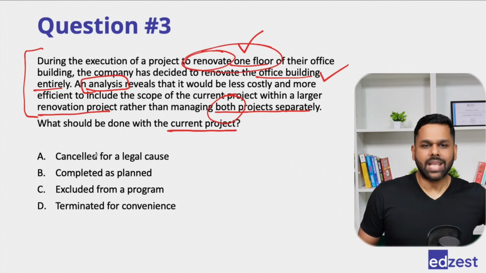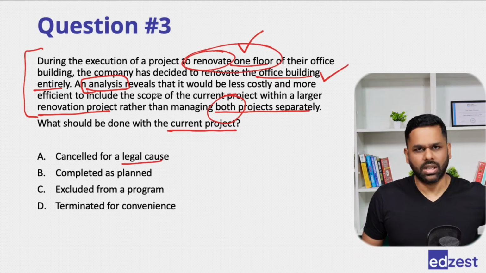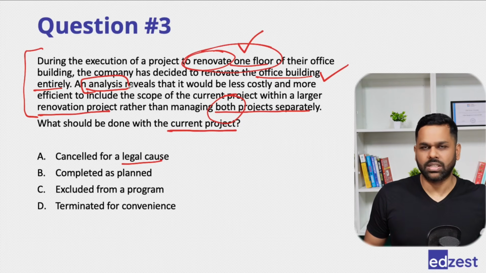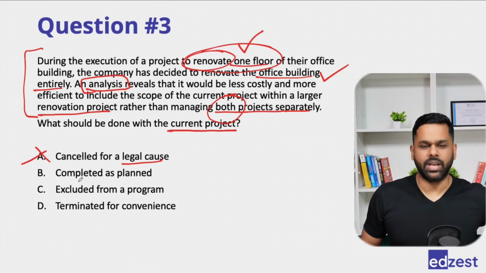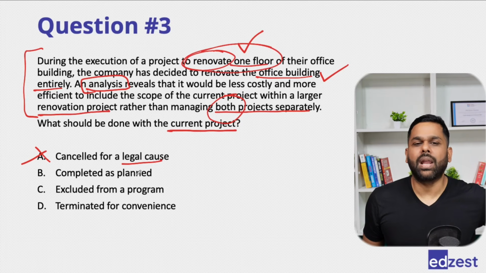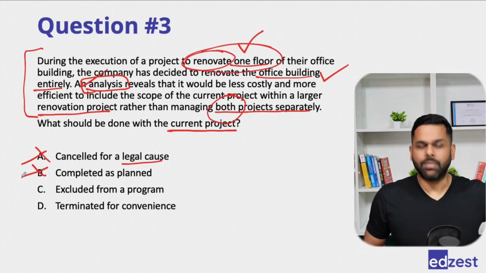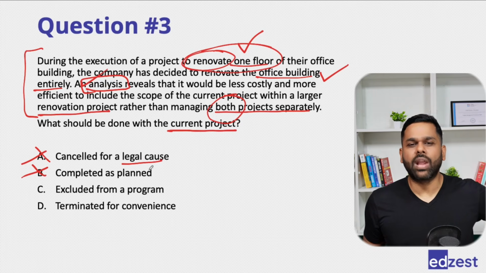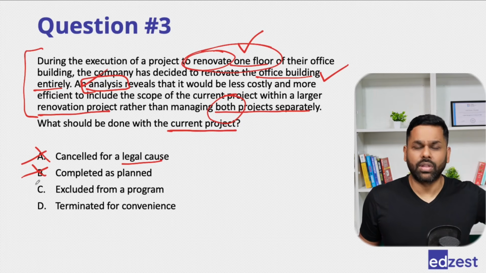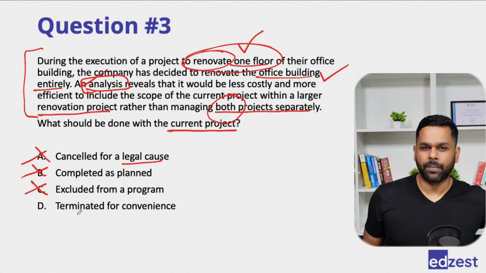Let's see. Cancelled for a legal cause. This is not a legal decision. No legal discussion is happening in the question, so we can eliminate this. Completed as planned. We cannot do that either because the analysis suggests something else. Excluded from a program. The program is not being discussed, so we don't know whether to exclude or include. Terminated for convenience.